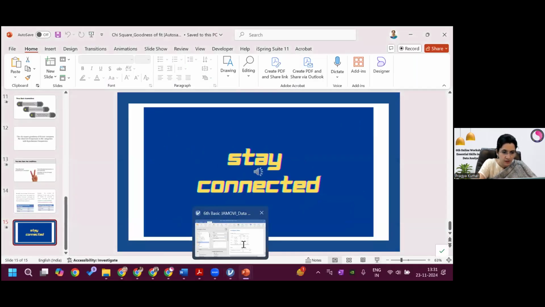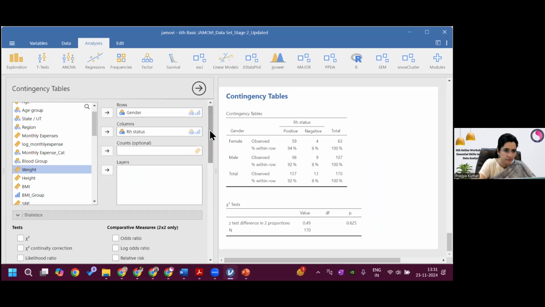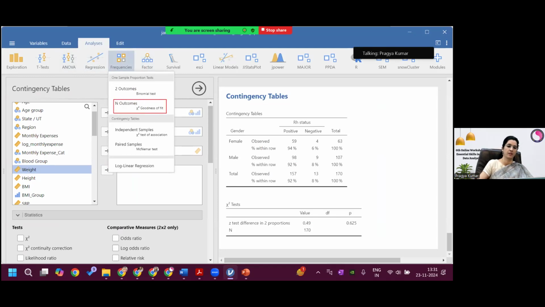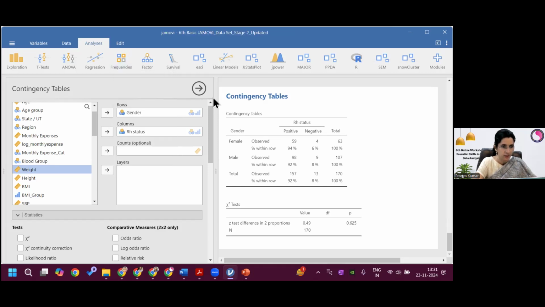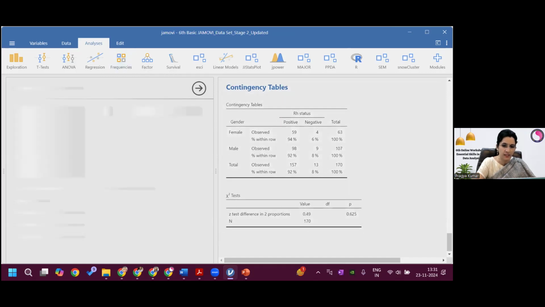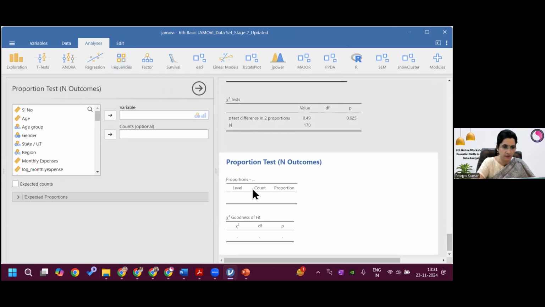So if you go to the Jamovi, there is an option of frequency here. And here, this option of N outcome, goodness of fit. So how will I go? I will click this goodness of fit, and I'm taking the same example of hypertension, NFHS data.